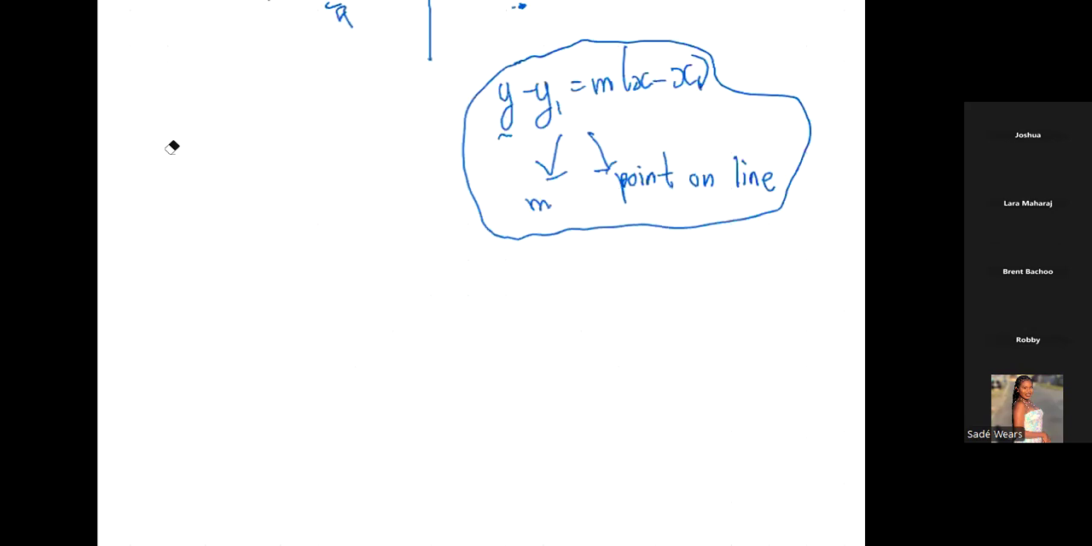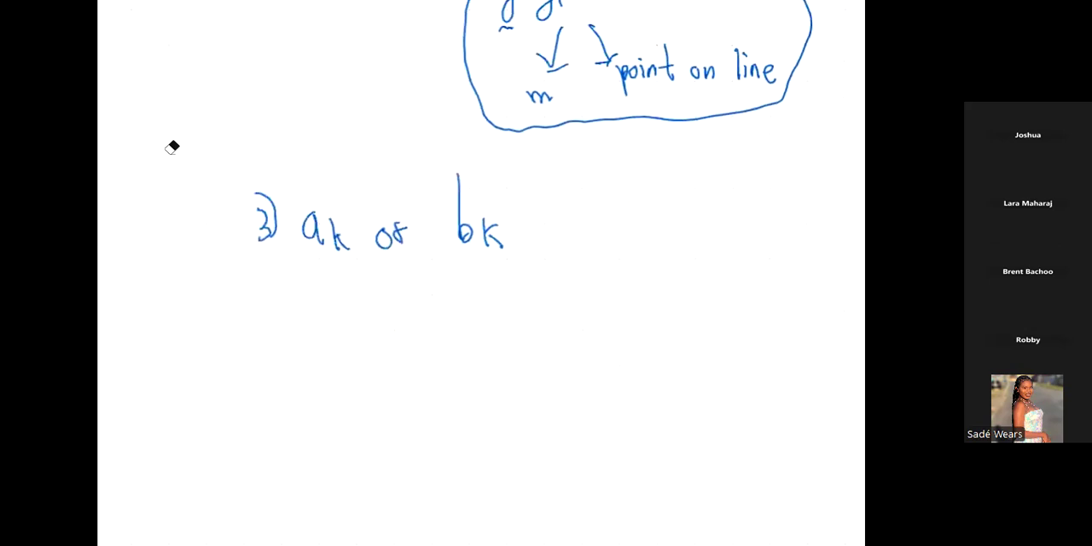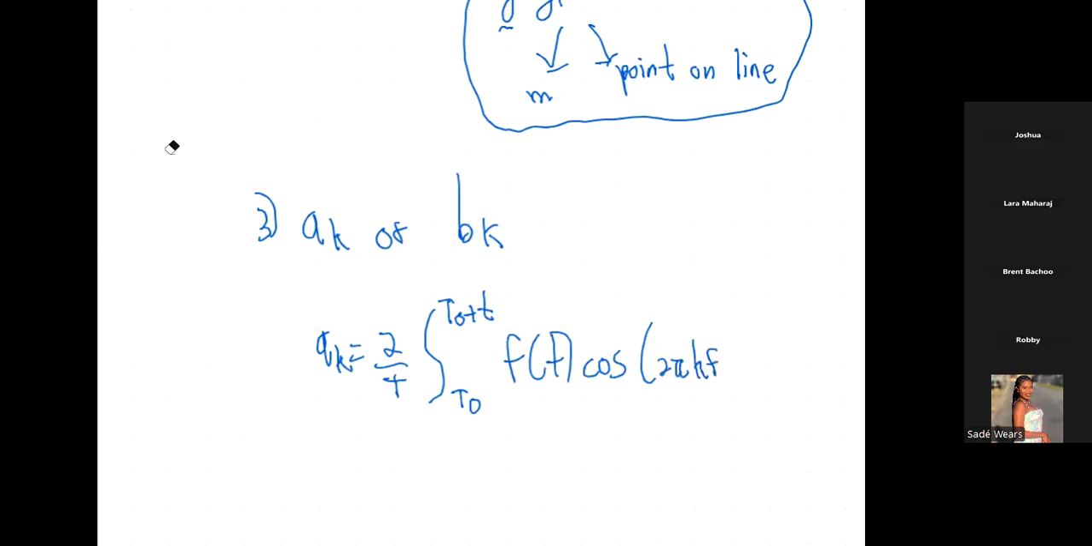Right, the next thing I had to do is do the integration for AK or BK, depending on which one went to zero. So you should know the equations. AK is 2 over T, the integral from T0 to T0 plus T. Anytime I say that, it just means across a period. So AK just goes with cos. So f of t cos of 2 pi k f naught t dt.